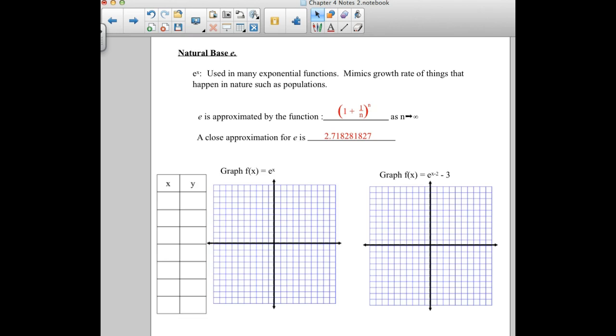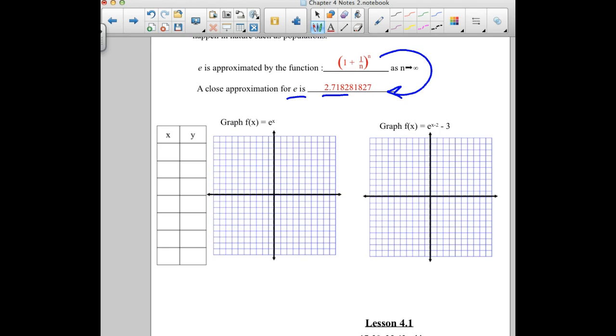Our e value is approximated by the function y equals 1 plus 1 over n to the nth power as n goes towards infinity. So as n gets larger and larger and larger, we get values that approach this. Okay, so e is kind of like pi. It's a number. We just have a letter in there to save space as a symbol for it. So pi is 3.14. E is defined to be about 2.718.